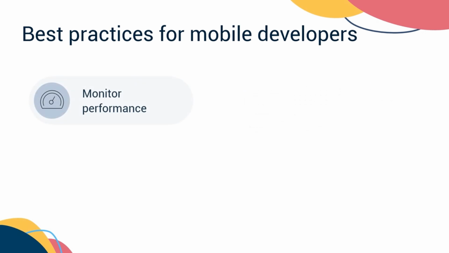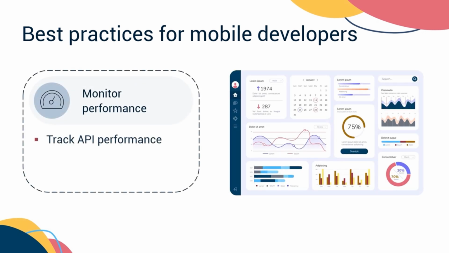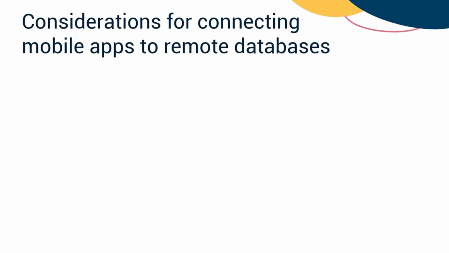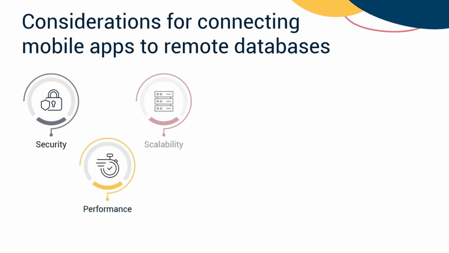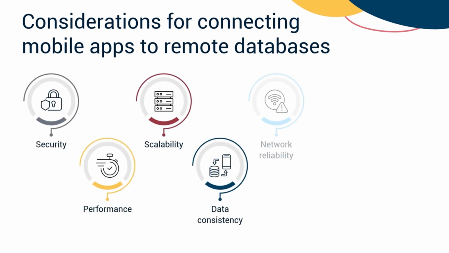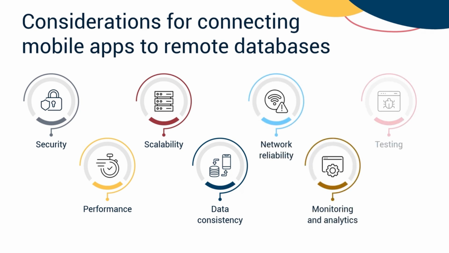Finally, monitor performance by using analytics tools to track API performance and response times. This helps identify bottlenecks and optimize the app's performance. Now that we've covered best practices for mobile developers, it's also important to consider additional factors when connecting mobile apps to remote databases. These include key areas like security, performance, scalability, data consistency, network reliability, monitoring, and testing. Let's explore each of these considerations in more detail.